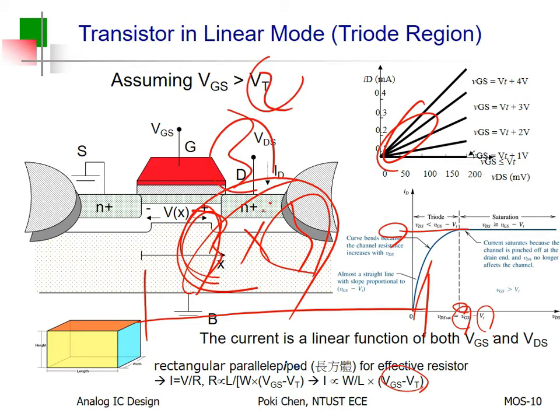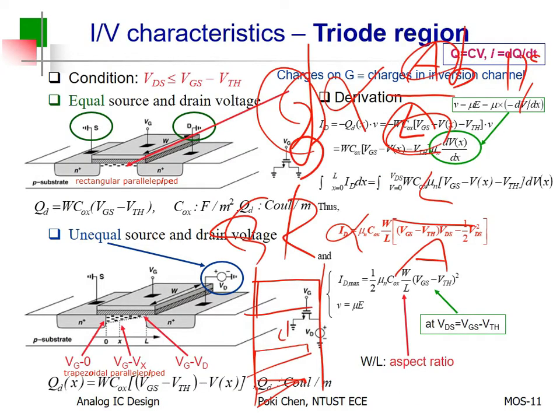So, for the current, from the very beginning, it depends on the slope, depends on this. And how far I can go? Another VGS minus VTH. So, the saturation current is proportional to the square of this one. Bingo, that's it. Okay? So, I try my very best to explain why the saturation current looks like this.